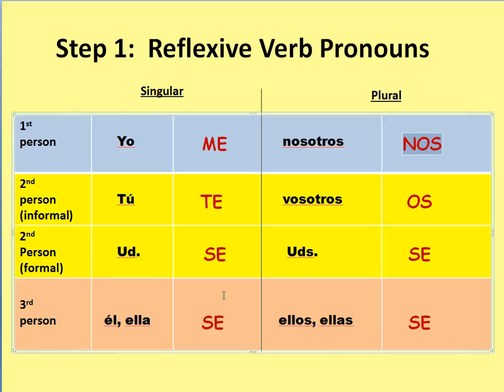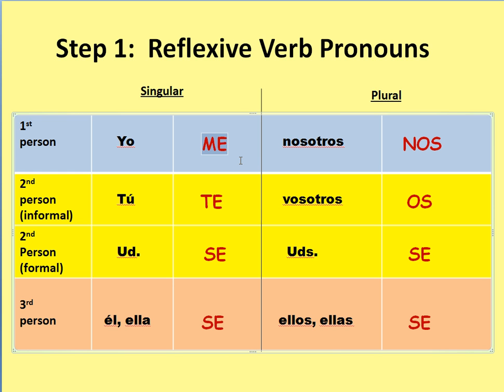Okay, we're doing part 2 of the reflexive verbs. For part 1, we learned why we use reflexive verbs and reflexive pronouns, and now we're going to learn how to do them and practice a little bit. For the first step, you're going to find the reflexive pronoun that matches the subject of your sentence.